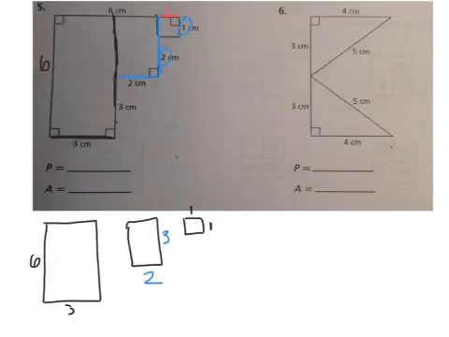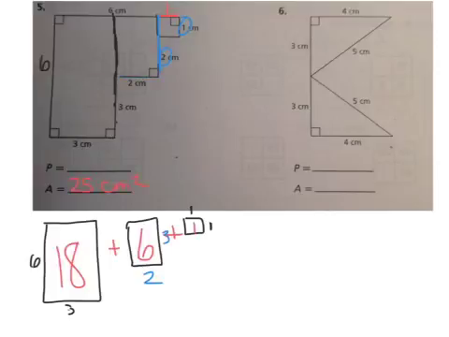Now we're going to go back and we're going to just find the area of each of the rectangles. 6 times 3 is 18. 3 times 2 is 6, and 1 times 1 is 1. And now we need to add each of these together. So we have 18 plus 7, which gives us 25 centimeters squared.